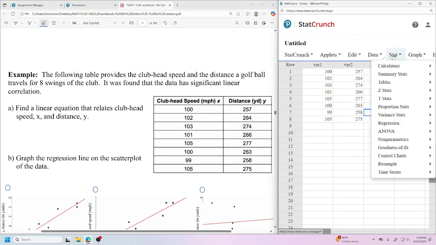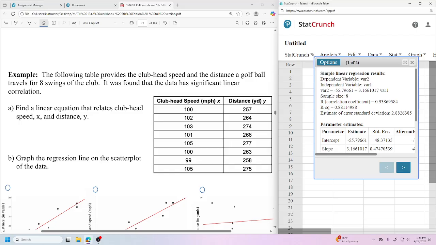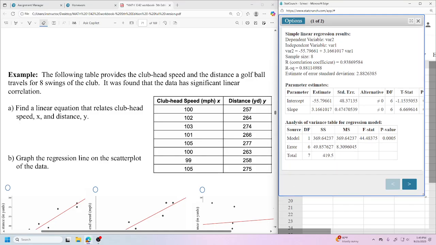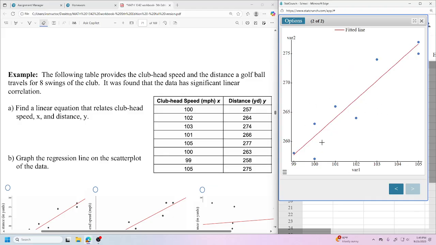So what I'm going to do is stat, regression, simple linear. Because we're going to do simple linear. Okay, var1, var2. I'm going to compute. All of this we've done before. And again, we have information overload. If you go down here, you click and you can see all the picture. So we'll do that here in a second. You can hover on the line and oh my gosh, there's my answer.